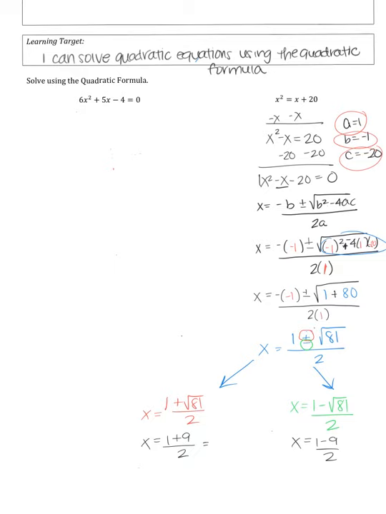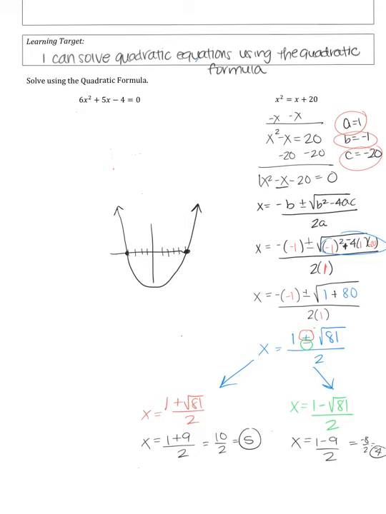Our first solution would be 10 over 2, or 5. And our second solution would be negative 8 over 2, or negative 4. So our two roots then would be at positive 5 and negative 4. Because our a value is positive, our parabola would be opening upward and looking something like this.